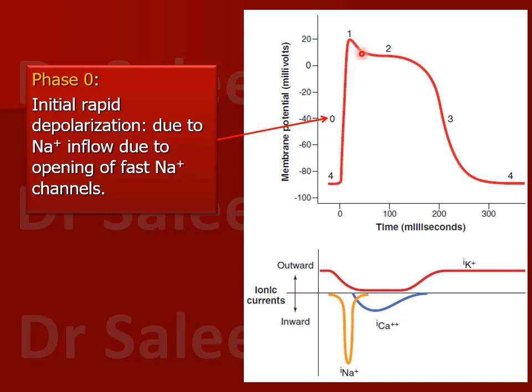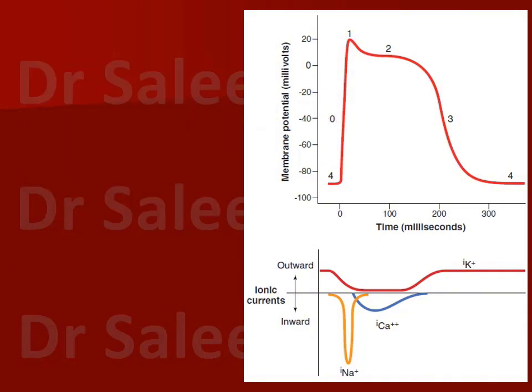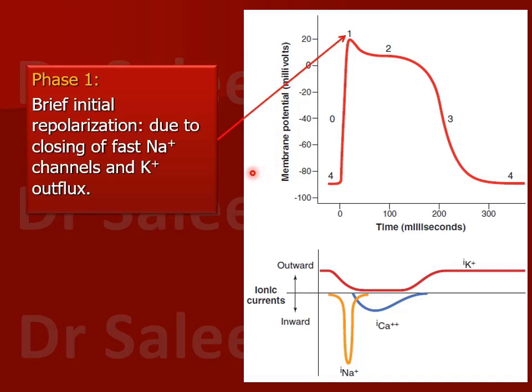Potassium leaves the cells. Because of that, the membrane potential moves from plus 20 towards zero. A very slight change, and this is known as phase 1. So phase 0 is because of the opening of the fast sodium channels, and phase 1 is the brief initial repolarization. This is due to the closure of the fast sodium channels and potassium efflux. A little bit of potassium goes out, so that's why the positivity is reduced.